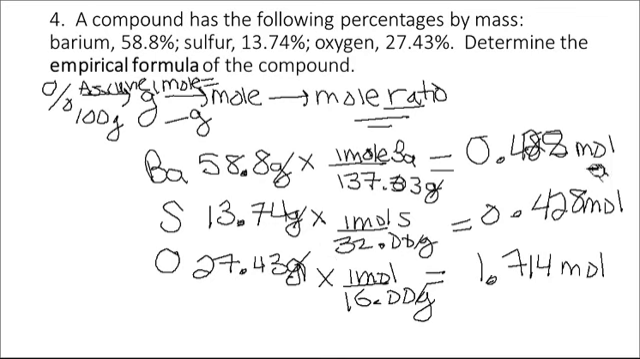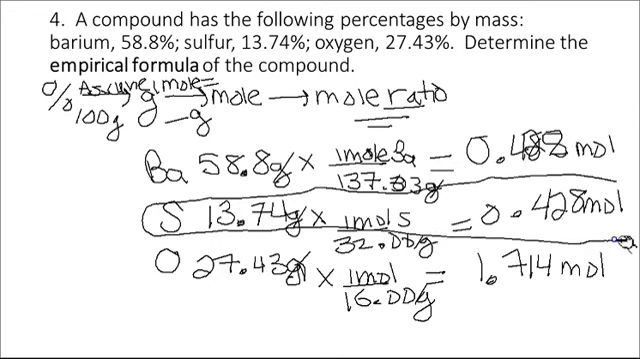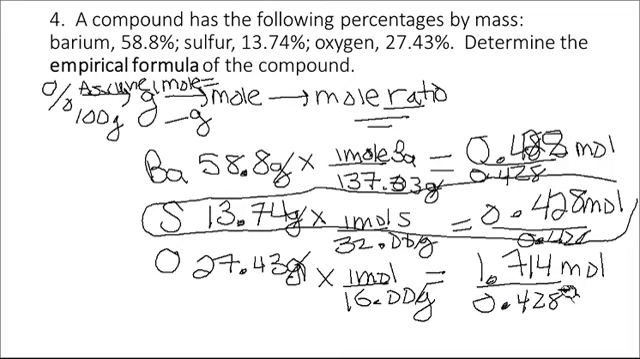To get that mole ratio, I'm going to divide them by the least number of moles, which is the same for both sulfur and oxygen. So I'm just going to pick sulfur because it's exactly the same. Now I'm going to divide each one of these numbers by the least number of moles, 0.428. And what I'll end up getting, and I'm going to write it on this side because I've run out of whiteboard, is a 1:1:4 ratio of barium to sulfur to oxygen.